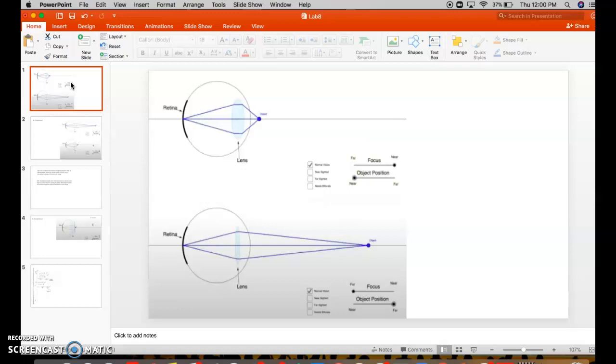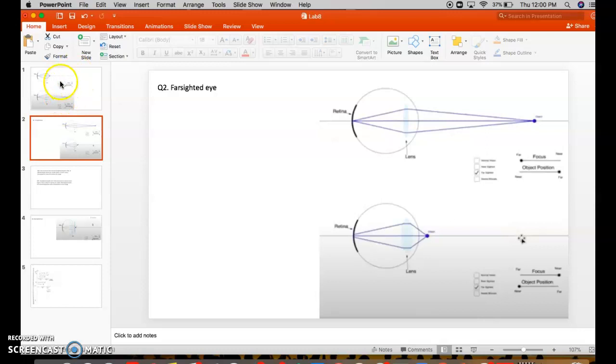I'm reporting on lab number 8, correcting eyesight. So these are just my screenshots I took of the application.